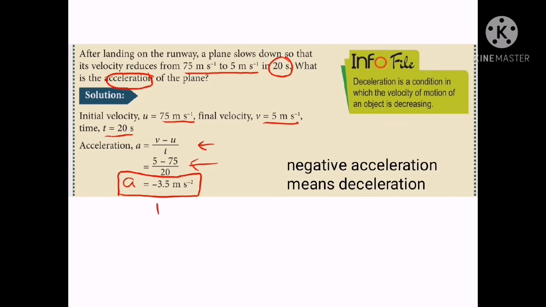Now, what does this negative mean? This negative shows deceleration. Alright? You don't have any specific formula for deceleration. To calculate deceleration, we also use A equals V minus U over T. If you get a negative number, it means deceleration. If we get a positive number, it means acceleration.